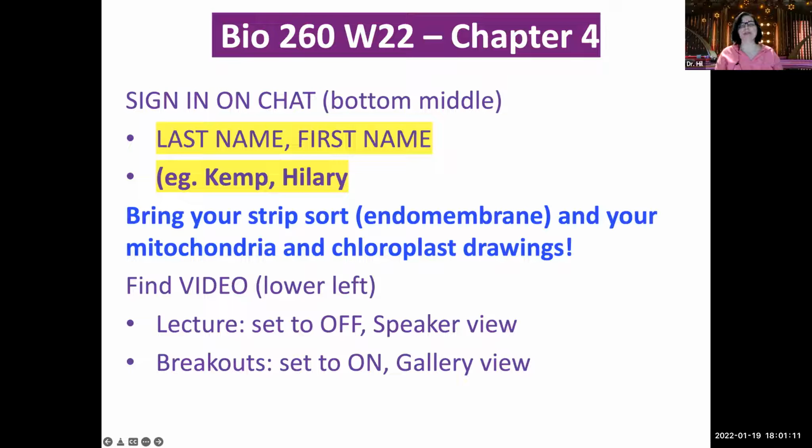So today we are going to finish up Unit 1 by finishing up cell biology, getting all ready for that first unit test. I did send you away with homework last week, so hopefully you brought your strip sort activity for the endomembrane part of today, and I also asked you to draw some mitochondria and chloroplasts. So you're going to want to gather that stuff up so you can follow along today.